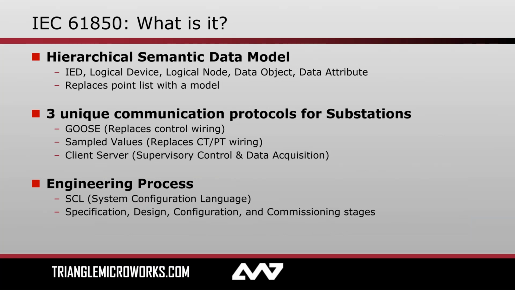I hope you guys leave today knowing what 61850 is and what it's not. It is a hierarchical semantic data model, and as we've discussed what that means, it's a list of containers, turtles all the way down: our IED at top, logical device, logical node, data object, and data attribute, or leaf node. And this serves to replace the pointless model that we spoke about with those previous protocols, with an opportunity to organize and describe things in a hierarchical and semantic way.